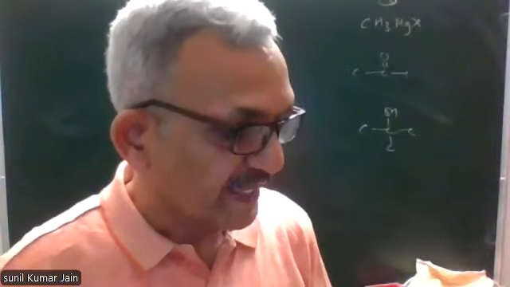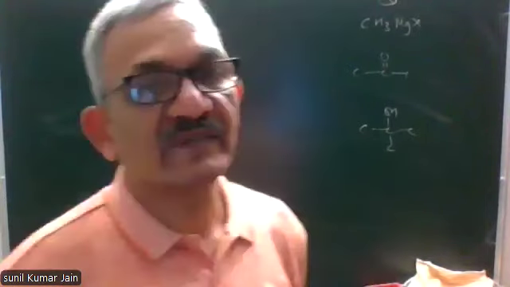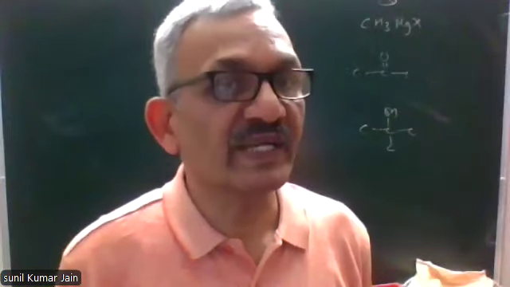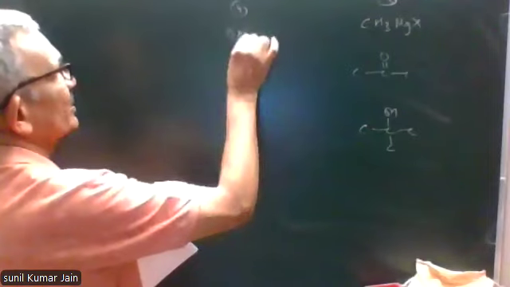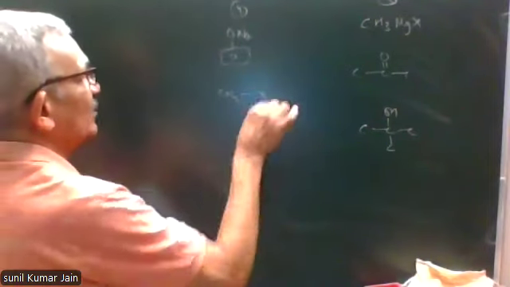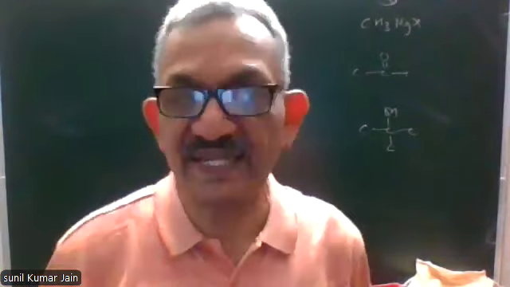Fourth sequence, A plus B gives anisole. This is Williamson synthesis, and in Williamson synthesis we'll always use sodium salt of phenol and alkyl halide. It means sodium phenoxide and halomethane. Its reaction with HI excess.